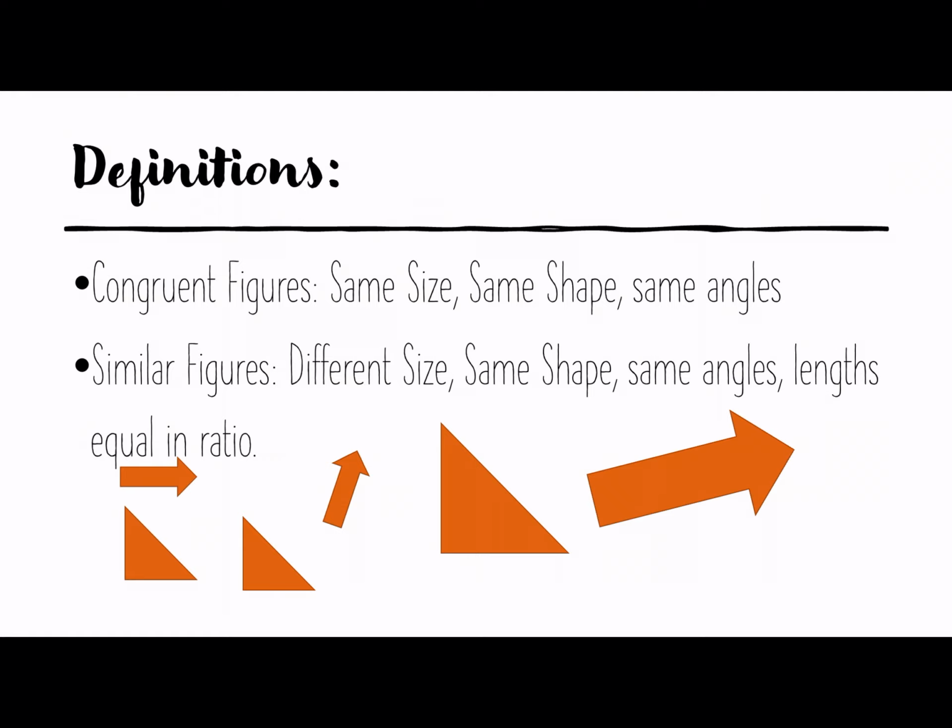So definitions. First two things we're going to talk about are congruent figures and similar figures. So congruent means the same. So congruent figures have the same size, the same shape, and the same angles. Why did I not capitalize those ones?